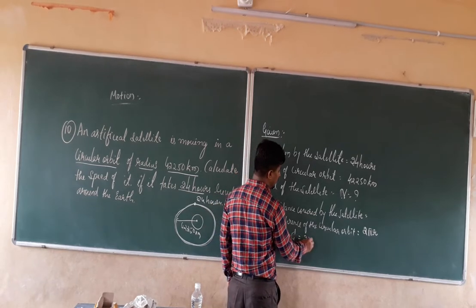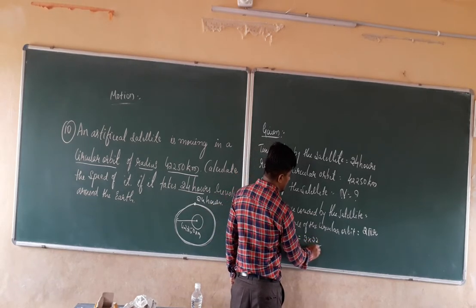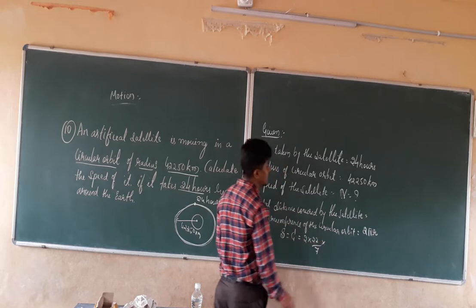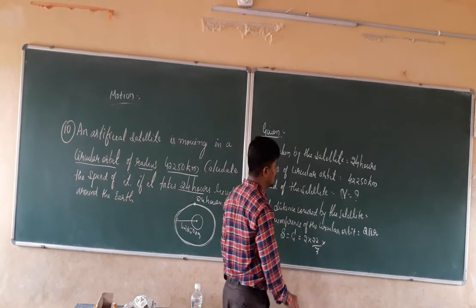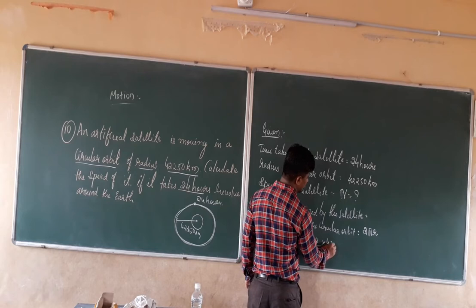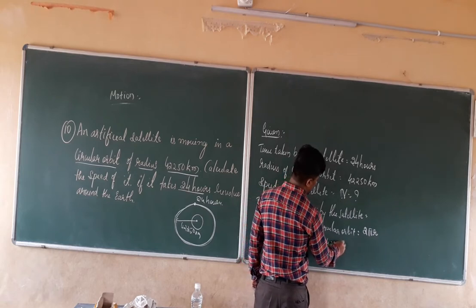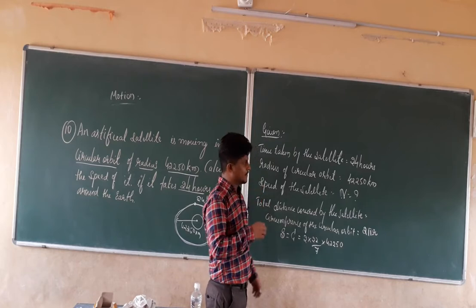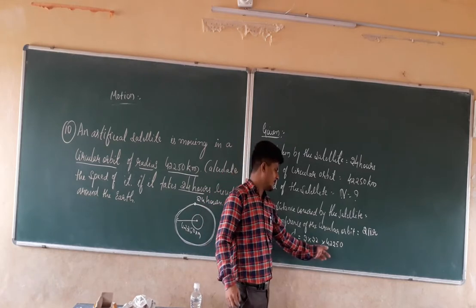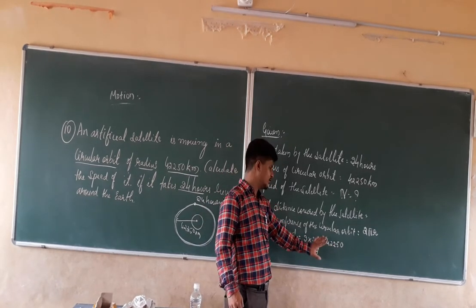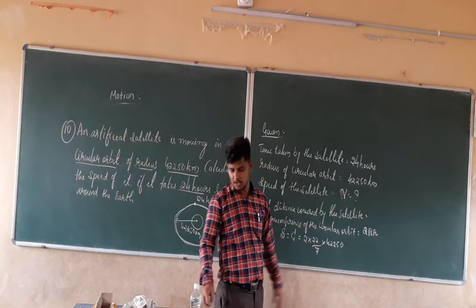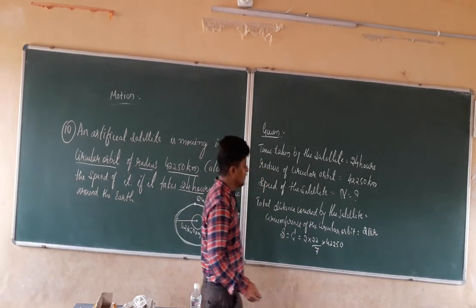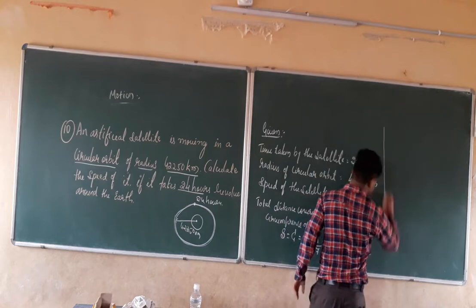It is equal to 2 into 22 divided by 7 into the value given here, 42,250. So it is not divisible by 7, so we are going to keep the value like this only. So what we have to find out is the speed here.